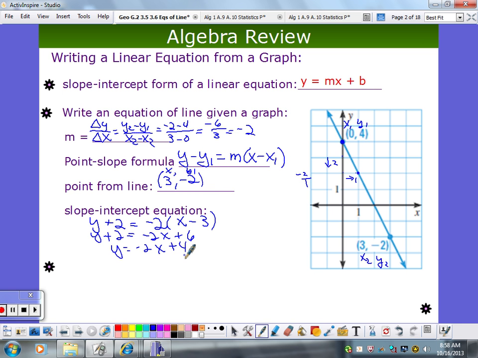One thing I like to do to check, if I can, is I know the slope is negative 2. You can plug the other point in. Now this one I actually could have done a little bit quicker. What's the quick way I could have handled this?